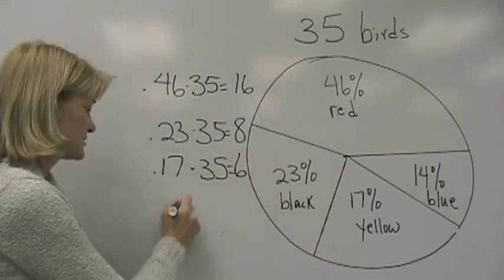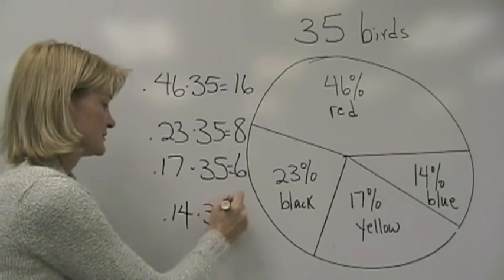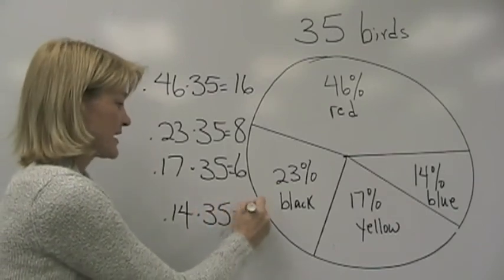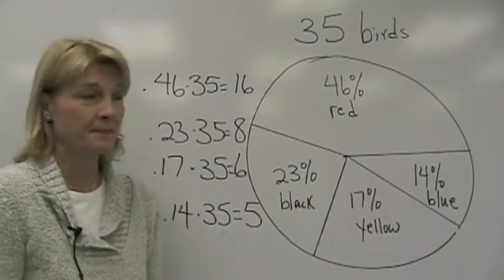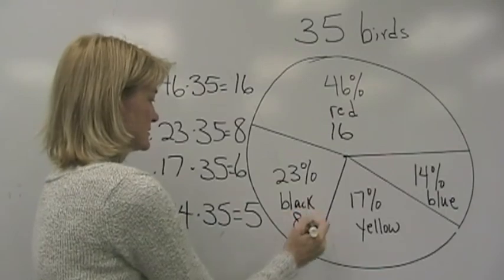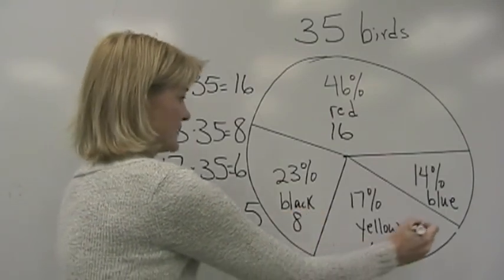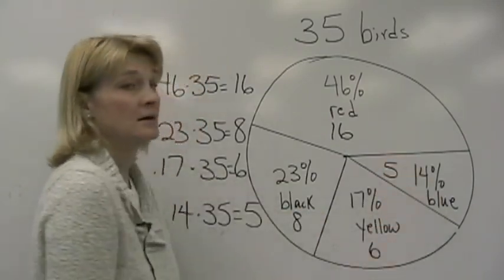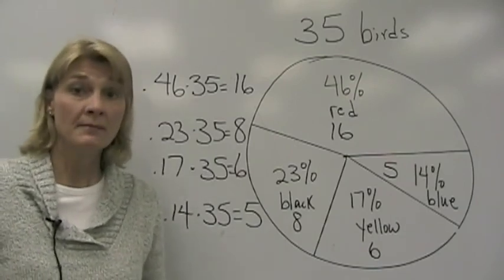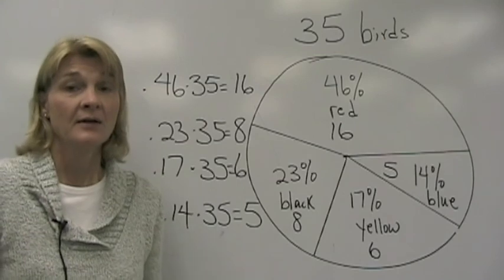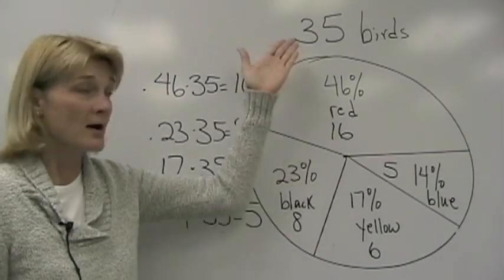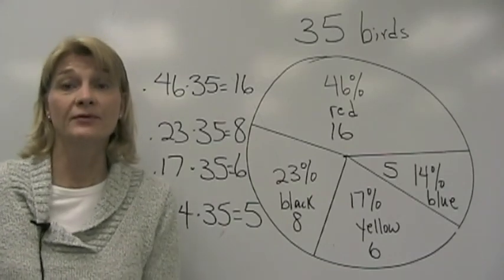And the last one I saw was 0.14 times 35, which was 5 bluebirds. So this one was 16, this one is 8, this one is 6, and that one is 5 bluebirds. So if you have the total amount in a circle graph, then you can find out using the percentage how many of each individual thing that you saw.